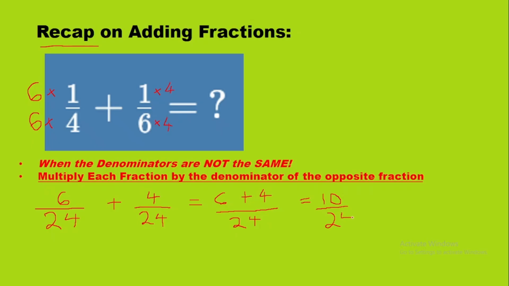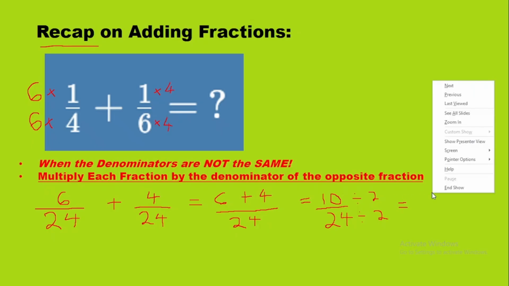And if we want, we can easily simplify this fraction by dividing both parts by 2. So if we divide both by 2, we can easily get a simplified fraction. So 10 divided by 2 will give us 5.